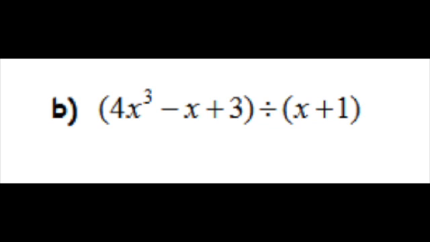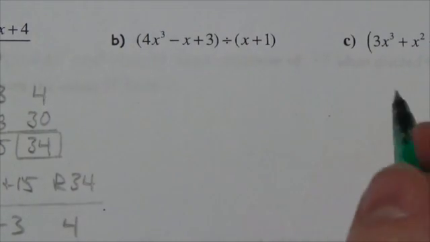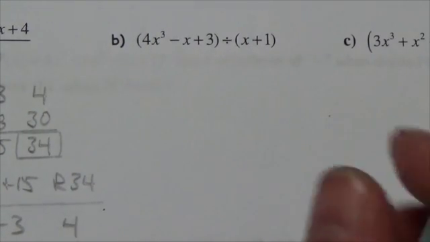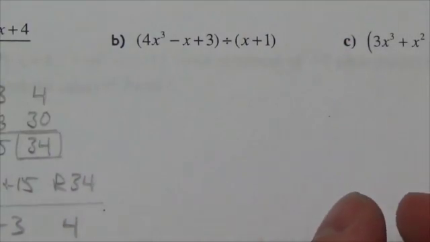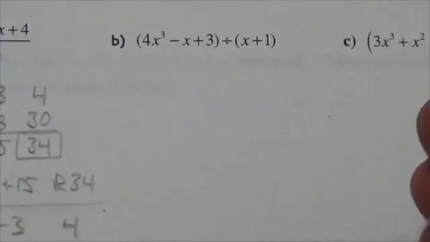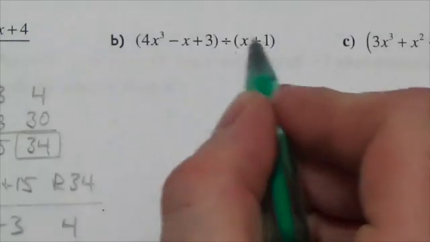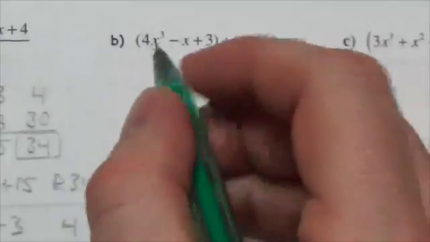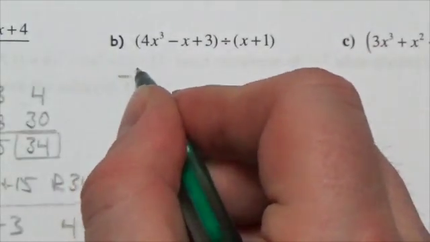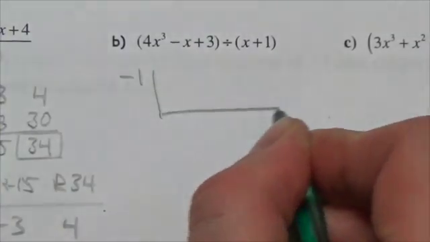4x cubed minus x plus 3 divided by x plus 1. Okay, so we're going to move a little bit more quickly through this one. I'm going to do it the two different ways again here, just to illustrate and give you examples of both, but you do whatever you need to. So I see x plus 1 here. So in my head here, I'm thinking, okay, I'm going to put negative 1 out front.